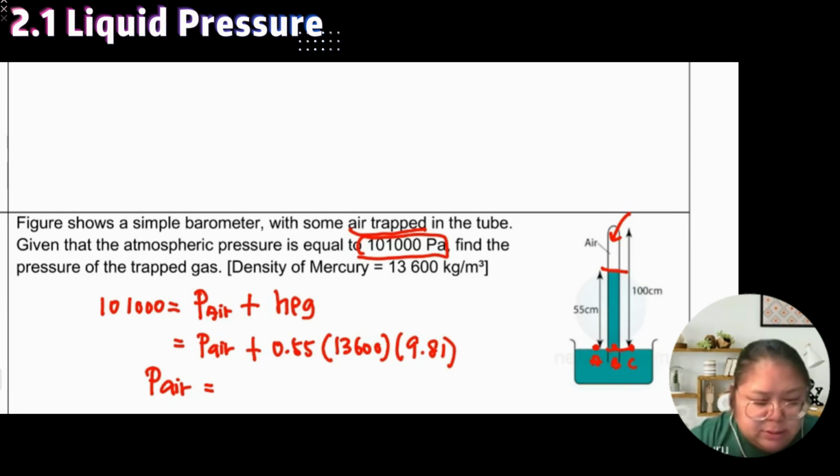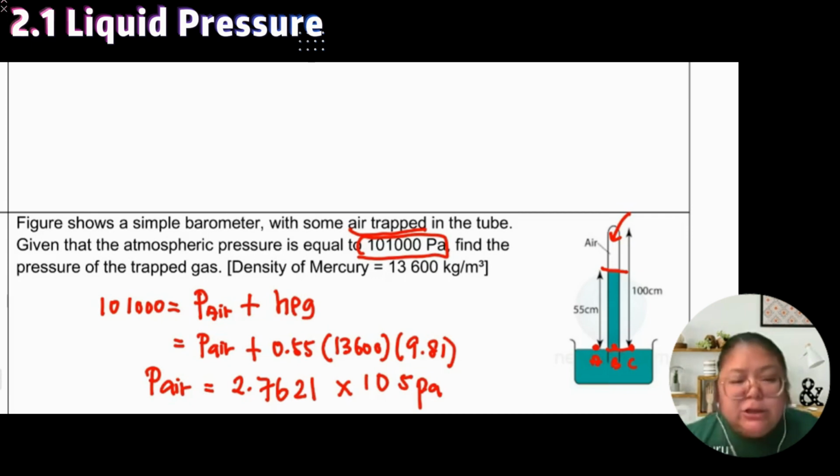Then you go to 10130 behind. And you get 2 point something, is it? If the standard form, you get 2.7621 times 10 power 5. Get it? This one is the pressure for the air inside the tube. This one is how we go to find it.